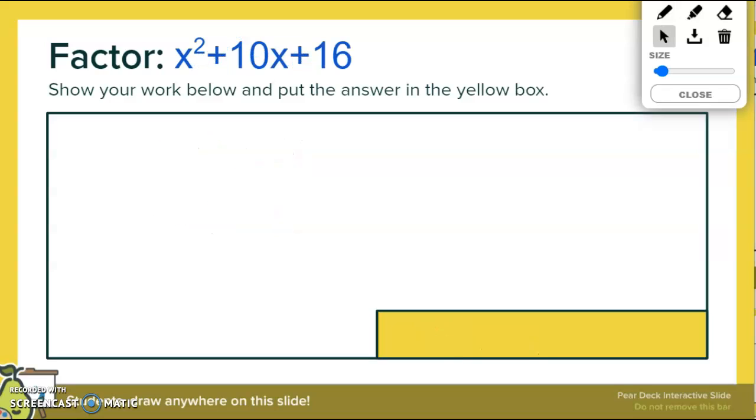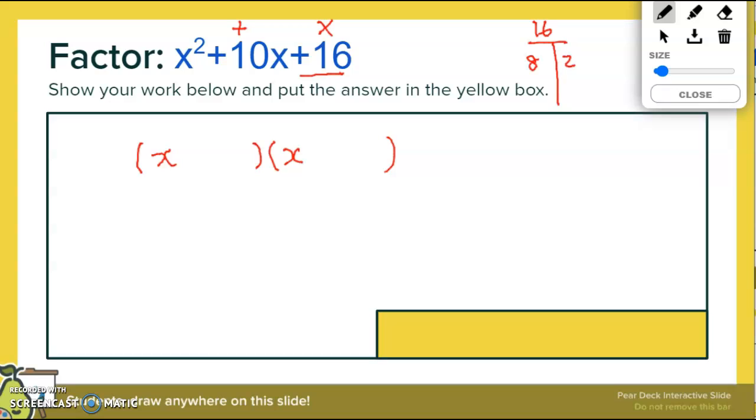What about the next one? This is when a is equal to 1. This is the easy one, right? So you start off by putting your 2 parentheses, and I fill in my x's first because that's the only way I can get there. Then I am looking for 2 numbers that multiply to positive 16 but that add to 10. What are the 2 numbers? What are the factors of 16 that would multiply to 16 but add to 10? That would be 8 and 2.